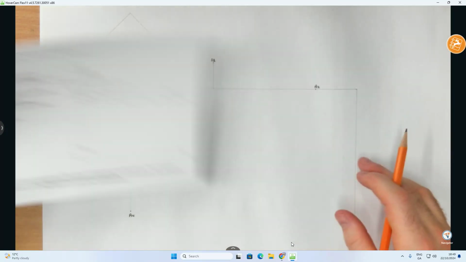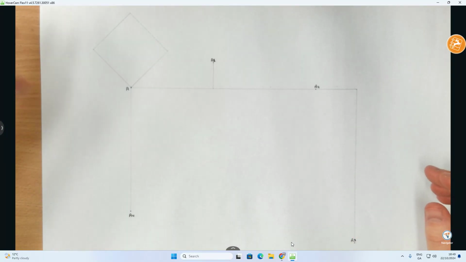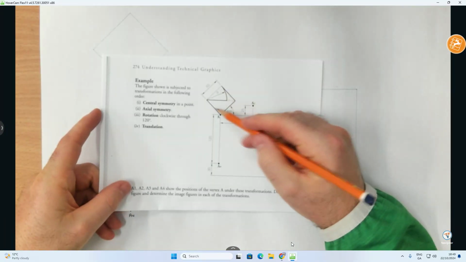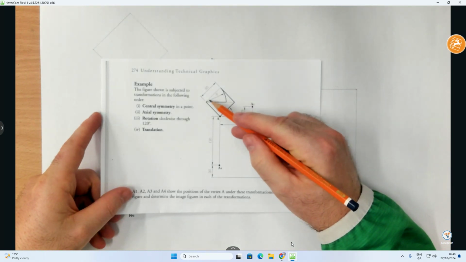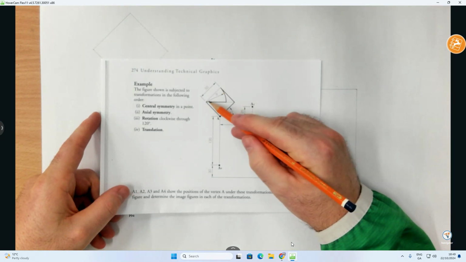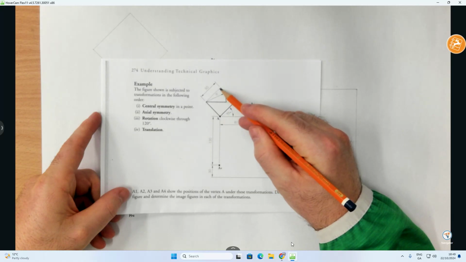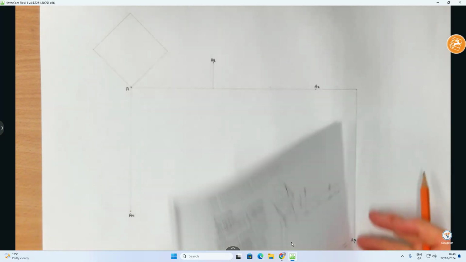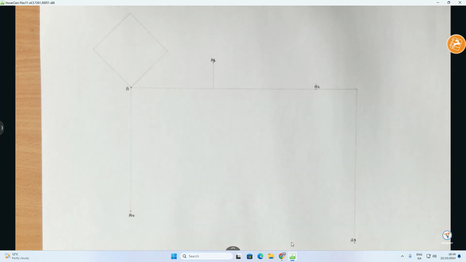Okay, as you can see, I've done the setup of the object here, and now I'm going to heavy in this little detail. I'm going to heavy in these 3 edges, and then to get this little arc inside here, this point is the compass point, this point is the pencil, and we're going to rotate down. Let's get that heavied in using our 45-degree set square.